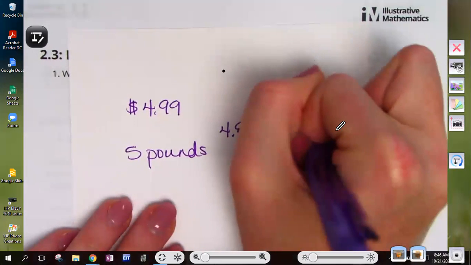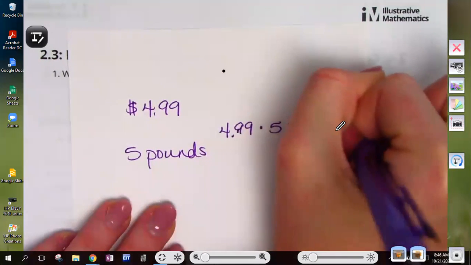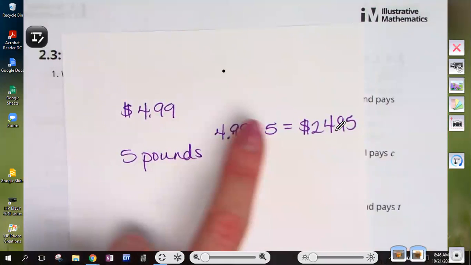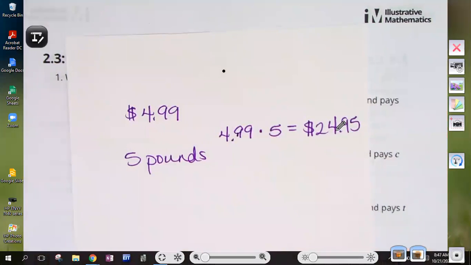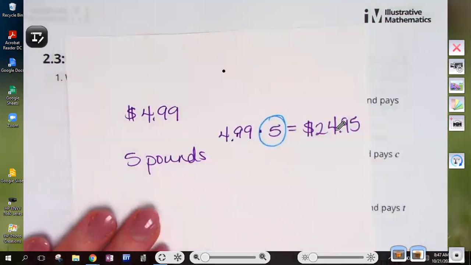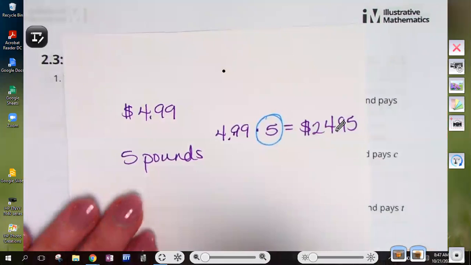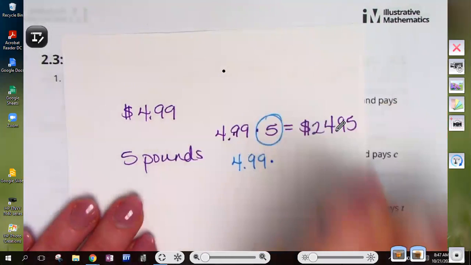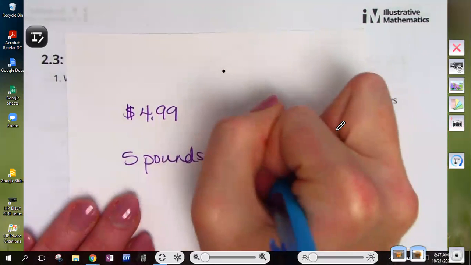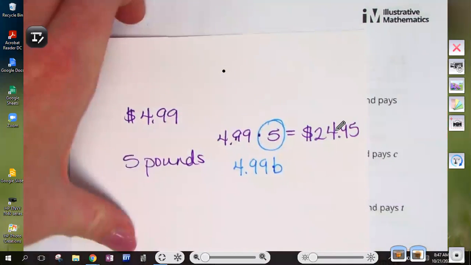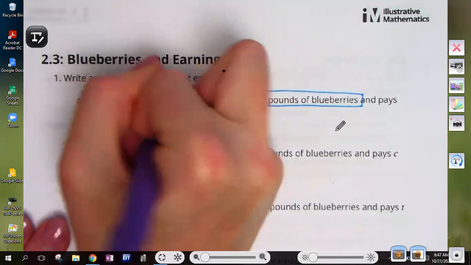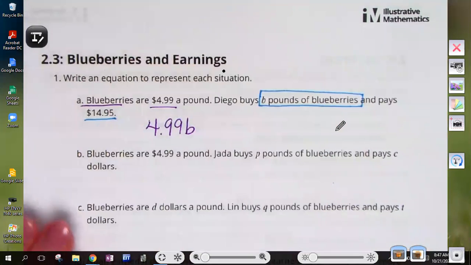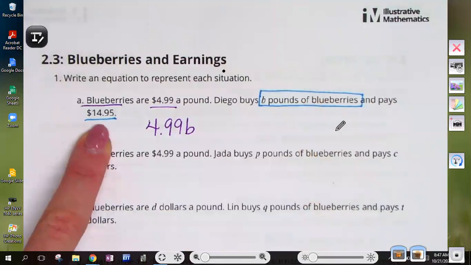So we're going to spend $24.95 on blueberries. Now, what was the value, according to our paper, that can vary depending on the B, which is what? Pounds. So this value can change. So instead of putting a 5, what are we going to put? B. So we're going to put $4.99 times B, or just $4.99B. But this time it doesn't tell us how much we're buying, it tells us how much we're going to spend. So how do I show the $14.95?